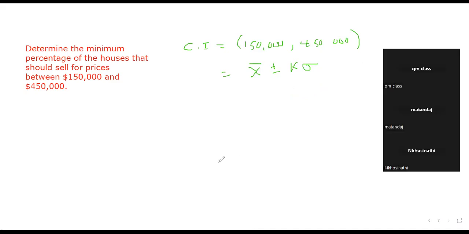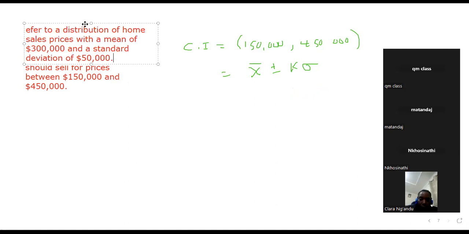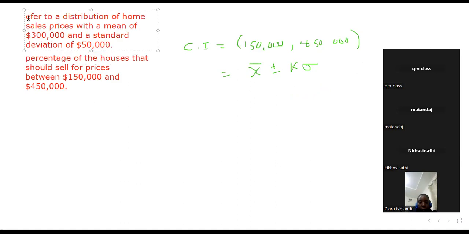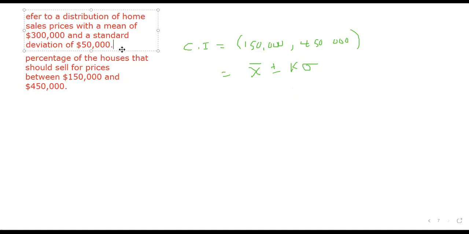So part B is simply setting up the distribution of home sales with a mean of 300 and a standard deviation of 50,000. Now we're being asked to find what? The percentage.